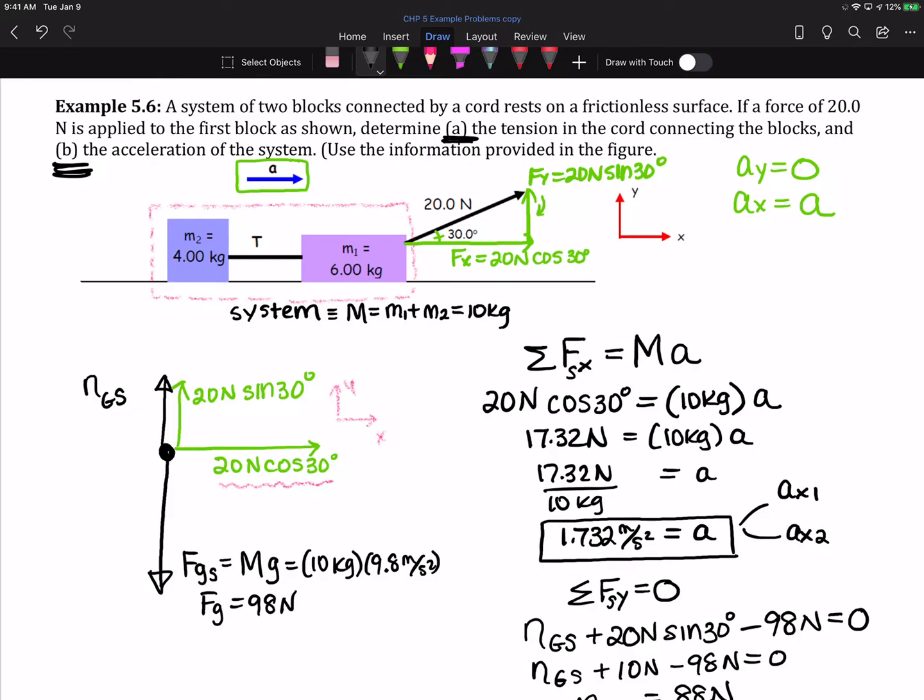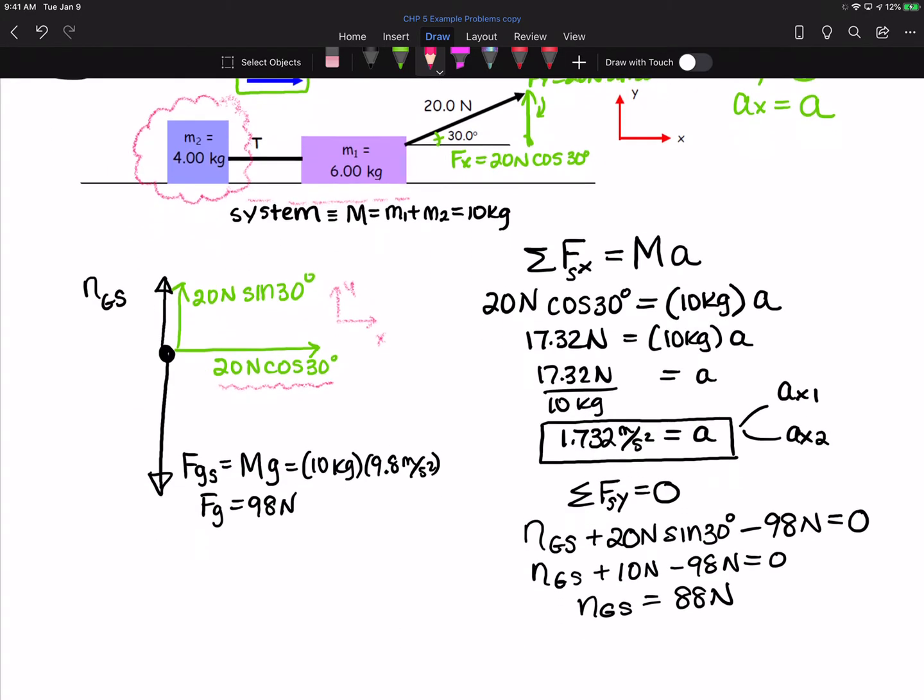So in order to solve for the tension, I can't look at the system as a whole, I have to look at one of the masses. So I'm going to now erase this big box, and I am going to have a new system that I'm going to look at. So now I'm going to focus on just mass 2. I'm choosing mass 2 because mass 2 only has one force acting on it in the x direction. So let's draw a free body diagram for mass 2.